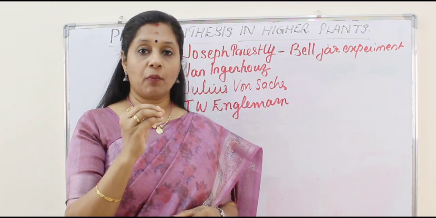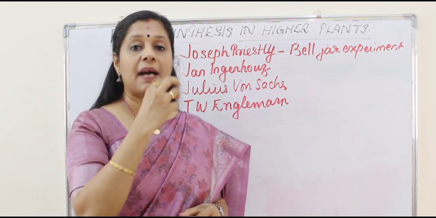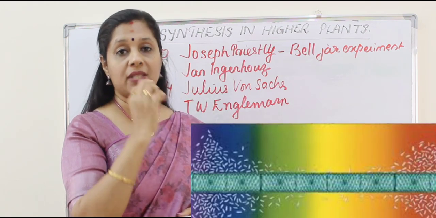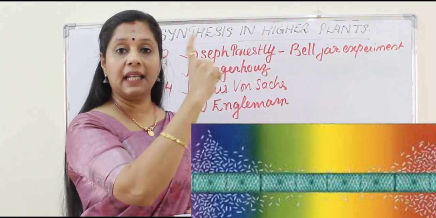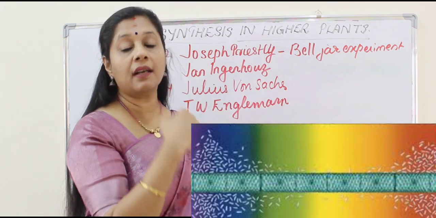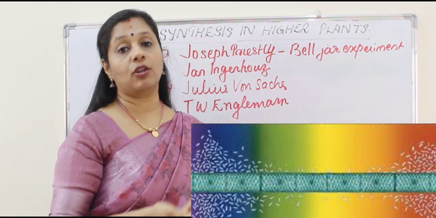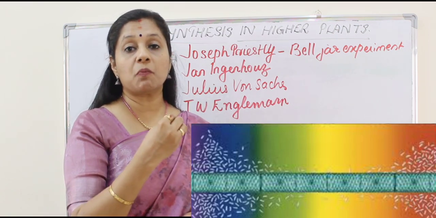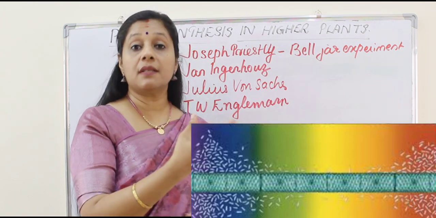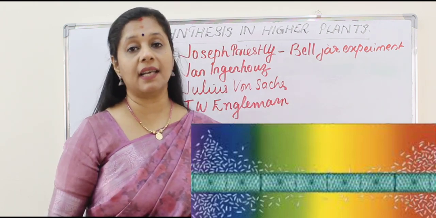And when he used aerobic bacteria, he found these bacteria were accumulating in the blue region and the red region, because now it's not a white light given. He split the light and he could locate wherever the blue light is striking and red light is striking, there he found more bacteria accumulating. So he understood those parts are releasing more oxygen, which in turn indicates that photosynthesis is more in the presence of blue light and red light.